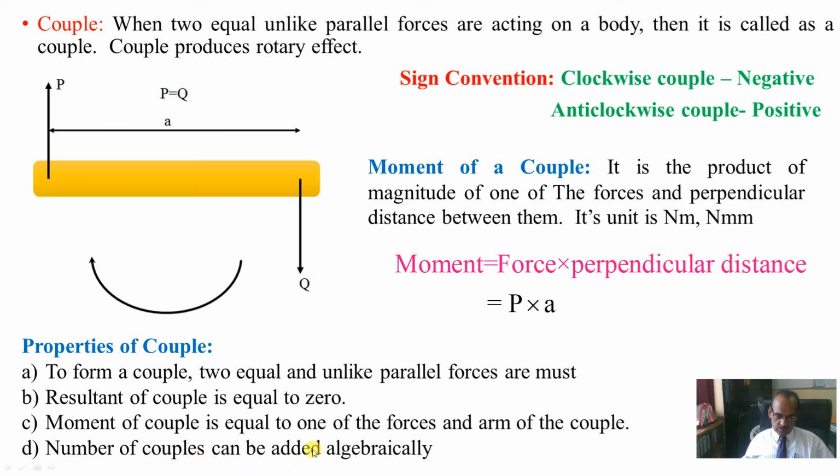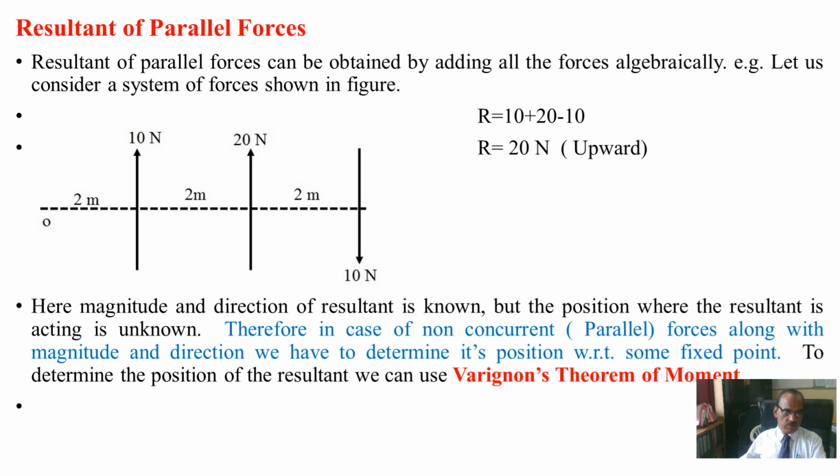Number of couples can be added algebraically. That means anti-clockwise couple you take as positive, and clockwise couple you take as negative. Suppose anti-clockwise 20 and clockwise 10. So 20 minus 10, the net couple, the net moment existing there, will be 10 Newton meter. So this way you should understand.